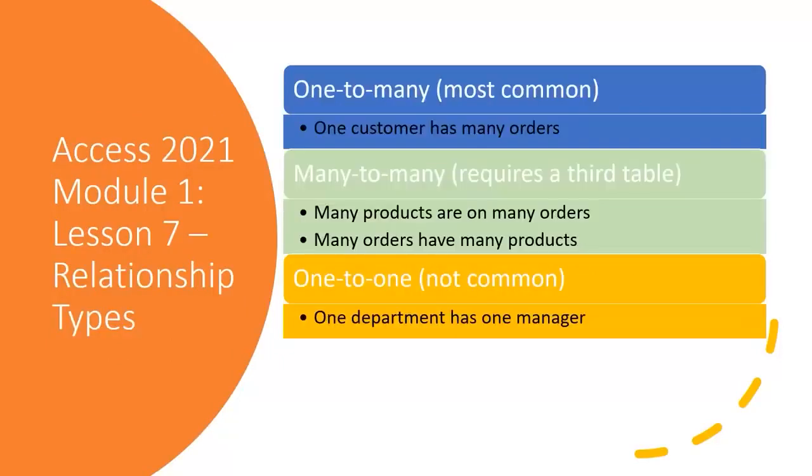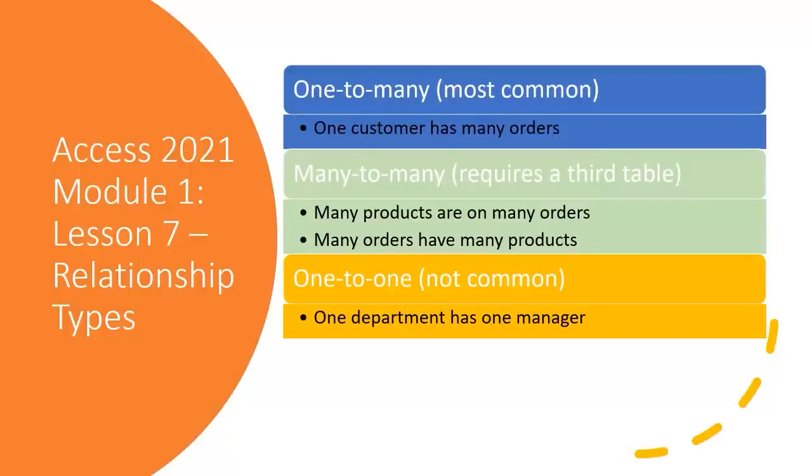So we talked about the one-to-many relationship earlier when we toured Northwind. That is the most common relationship type. An example would be one customer has many orders. So the one side of the relationship would be on the customer table, the many side would be on the orders table. You have a many to many relationship type. It requires a third table, so it actually ends up being two different one to many relationships.